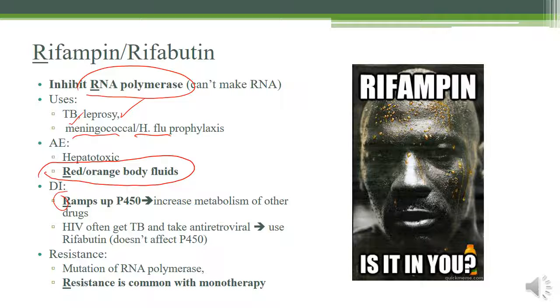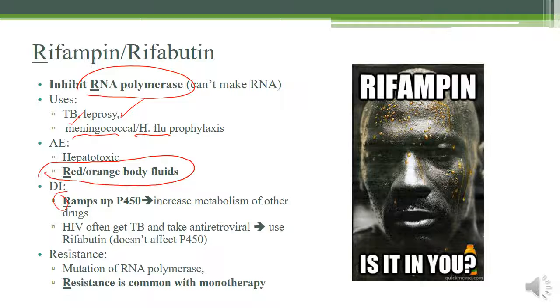So what that means is that if you're ramping up P450 and the patient is on warfarin, P450 is going to work extra hard to metabolize that warfarin, and it can put the patient at risk of developing clots because their warfarin is no longer working. So you have to watch that out.